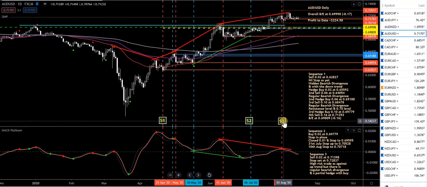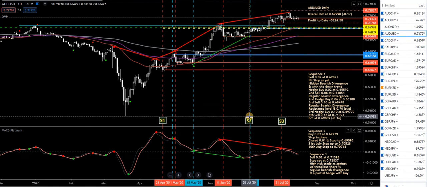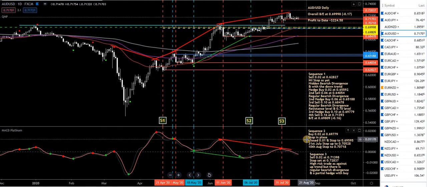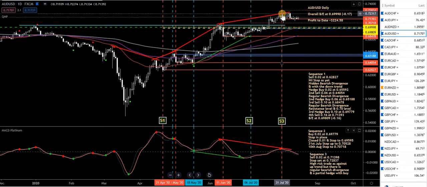This is here sequence 3. S3 is a standalone trade, sequence 2 is a standalone trade. You can read my notes, that was a buy. It's got a stop in place now up here. You can see the stop, the red dotted line's a stop, and the sell is in here. It's based on this divergence.